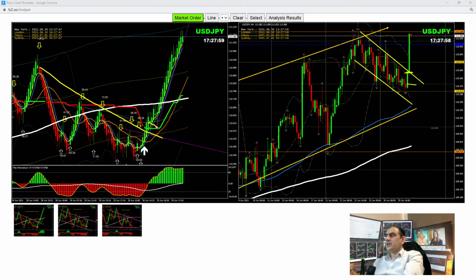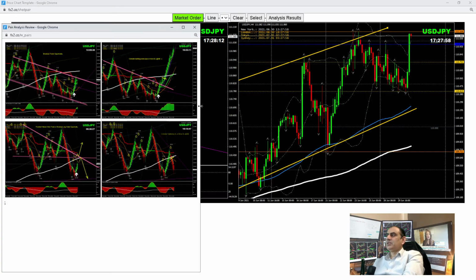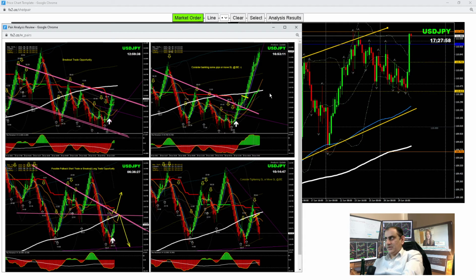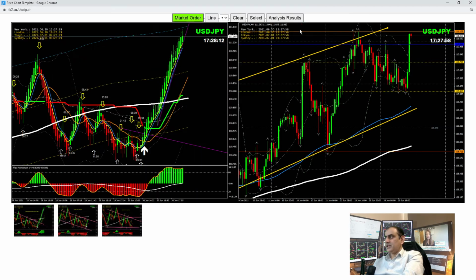We had this breakout, and as soon as the price hit this level, you can see here the daily support level, resistance level, even the price broke the monthly resistance level. That was a beautiful long trade on dollar yen. Again guys, based on the 4-hour price action, if you look here, this was the analysis. We had a beautiful long trade on dollar yen, so we really enjoyed it.